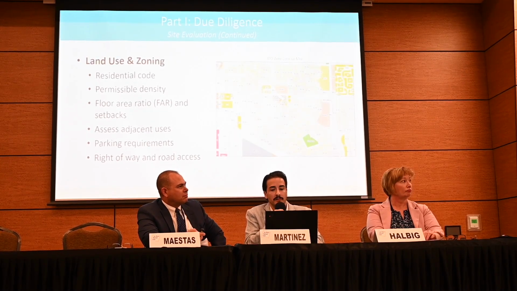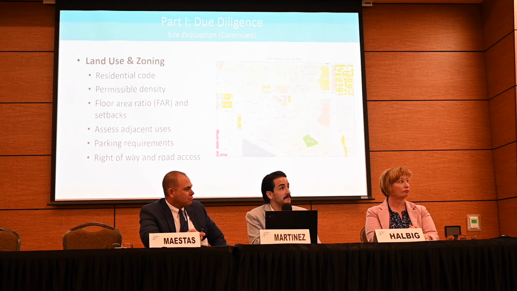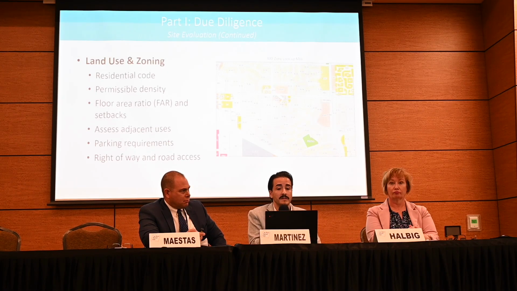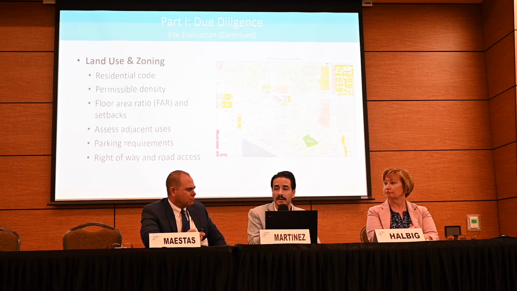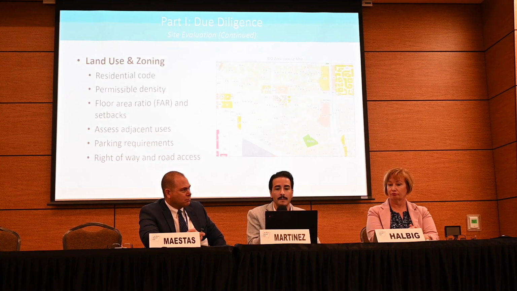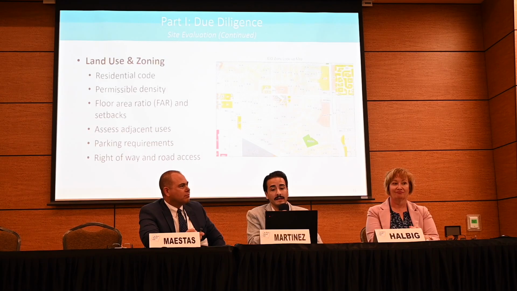On the site evaluation, the developer will, of course, check to see if the land use and zoning of the site permits the type of project that they have in mind. So the developer probably will contact your local planning department and get a hold of any zoning maps, or obtain the residential code at the site, and look at any land use code that will determine things like permissible density, the floor area ratio, and setbacks that are required, as well as parking requirements. That's always a big one. And they're also going to want to look at adjacent uses in the area to see if the site is appropriately situated for that population.